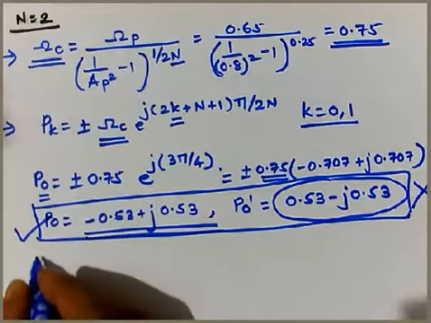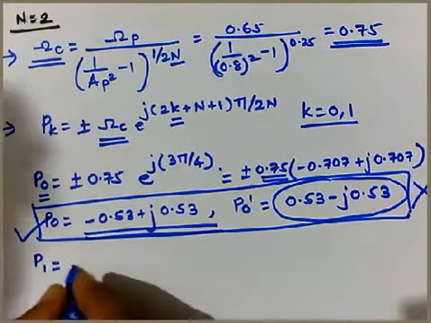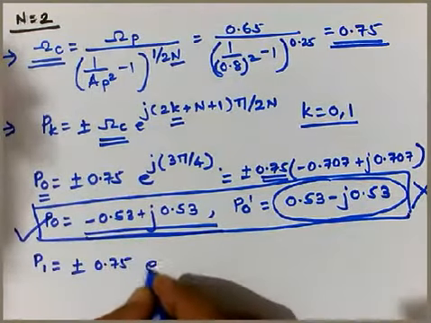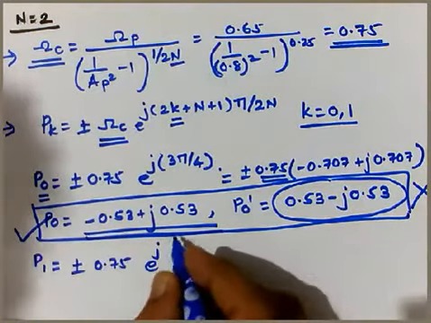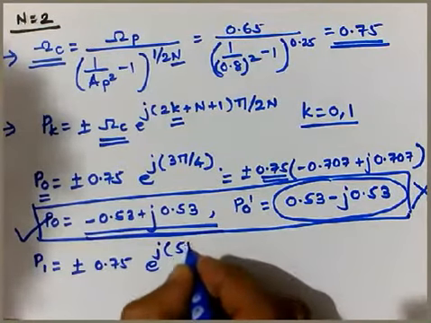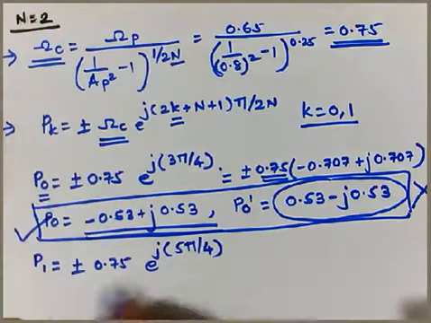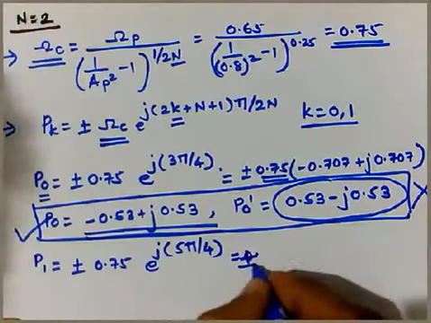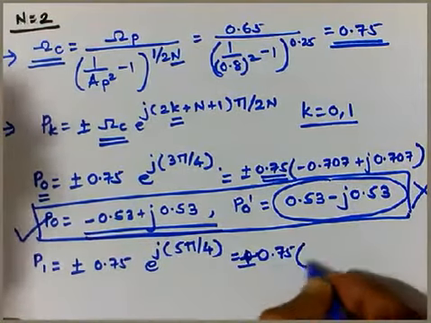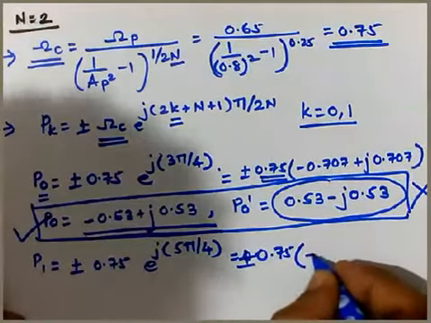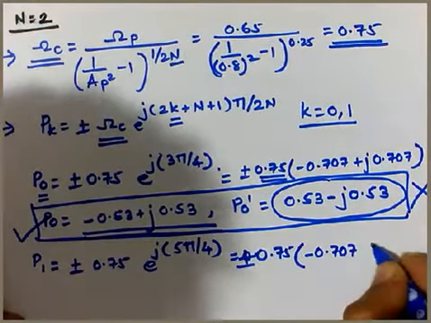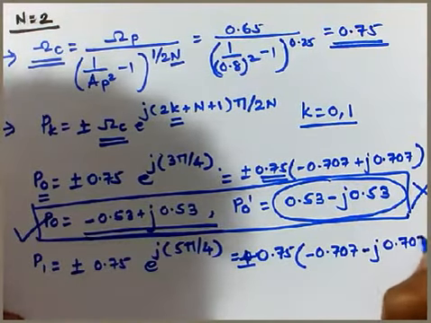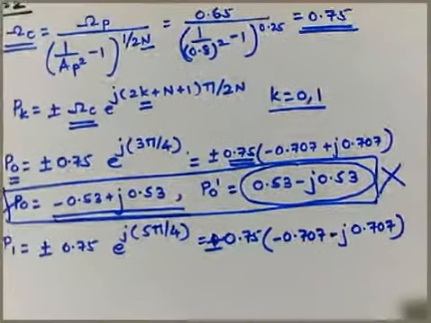Now let's proceed to calculating P1. Again for P1 it is 0.75, that is the value of Ωc, times e raised to j, and this time it will be 5π/4 because k is equal to 1. Now let's multiply it again. So it will be plus or minus 0.75 times (cos 5π/4, which is −0.707, minus j 0.707, that is sin 5π/4).